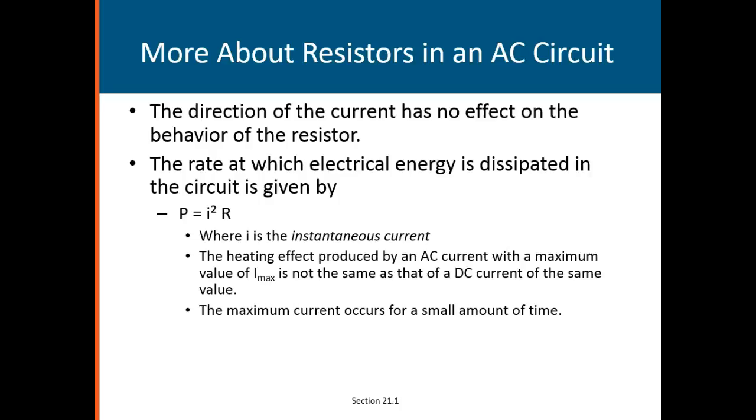The heating effect produced by an AC current with maximum value I max is not the same as that of a DC current of the same value. Why not? Why would it be different in an alternating current than a direct current?